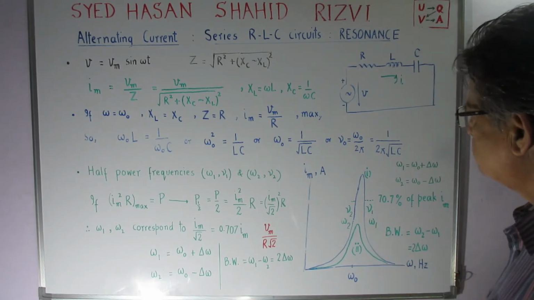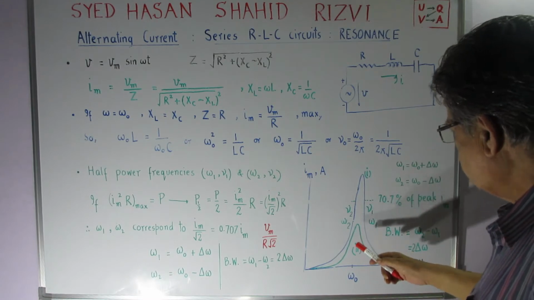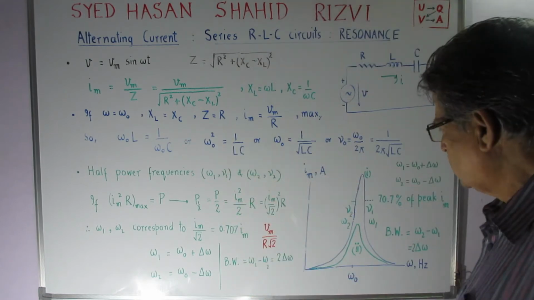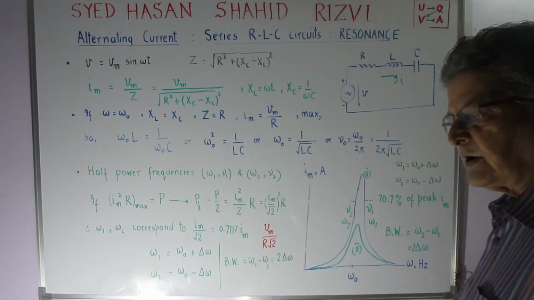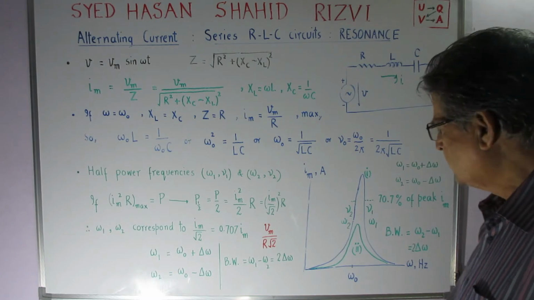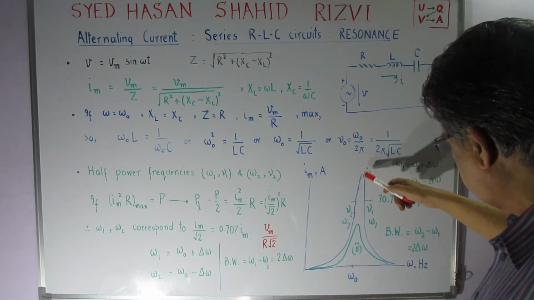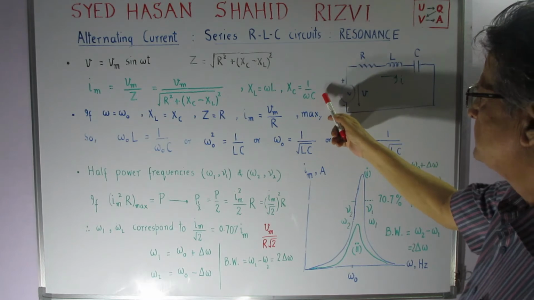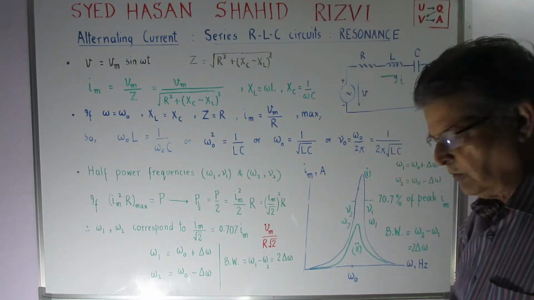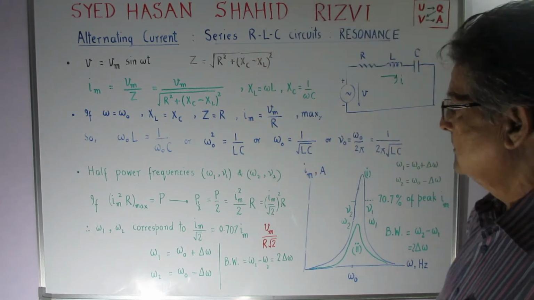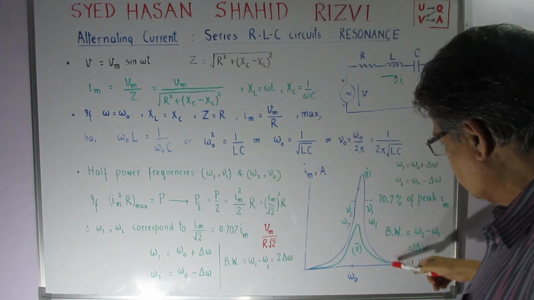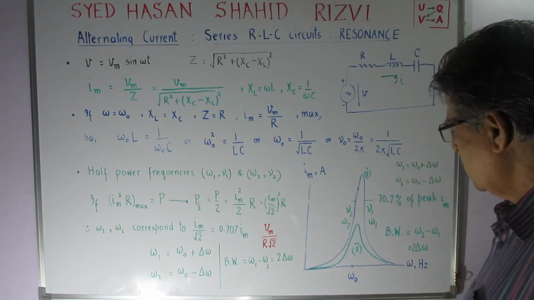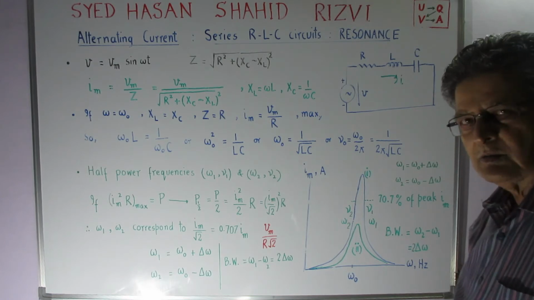So what happens is that when this value is reached, which corresponds to our frequency omega naught, then the current becomes optimum, the current becomes maximum. And thereafter, as the frequency is further increased, the omega L value exceeds the 1 upon omega C value, and therefore again the value of Z rises. When the value of Z rises, the value of the current becomes smaller. So there is a graph that we'll obtain, which appears to be kind of symmetrical, but it is not.